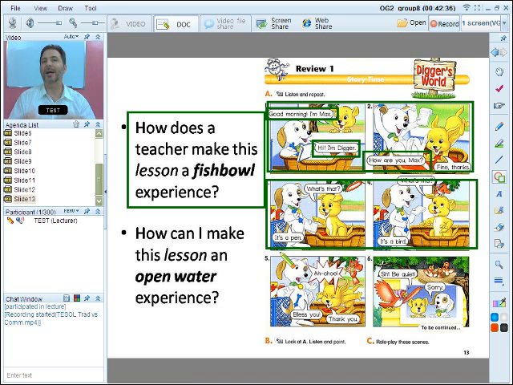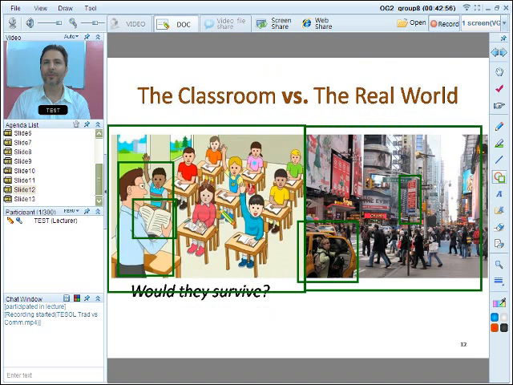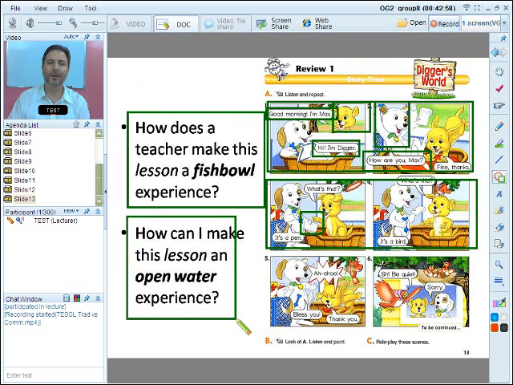And then the teacher might ask them some questions. Well, what color is Max? What color is Digger? What is that he's holding? Nothing wrong with that for lower levels. Maybe nothing wrong with that for higher levels. But if that's as far as you go, you're not really getting them out of the fishbowl. What are you going to do to make this more of an open water experience?